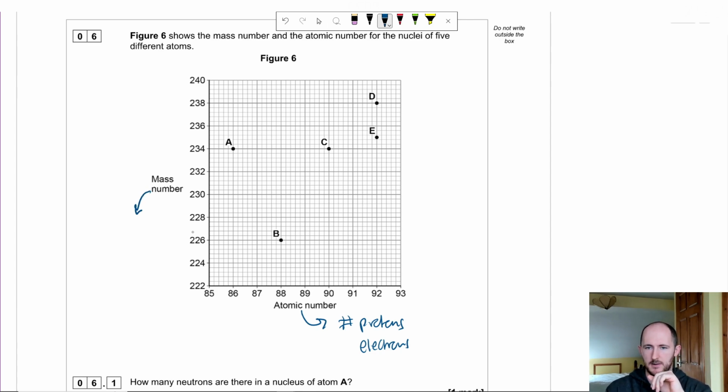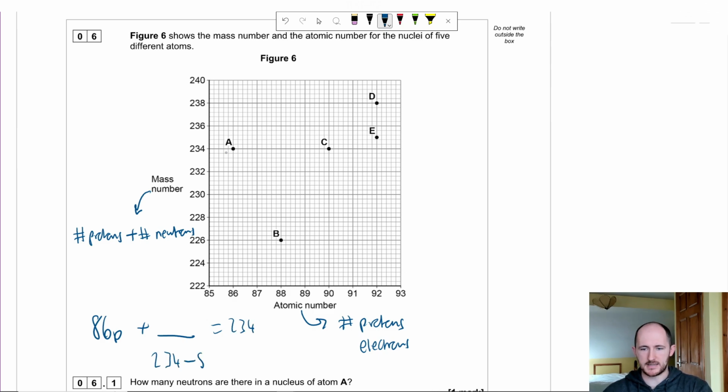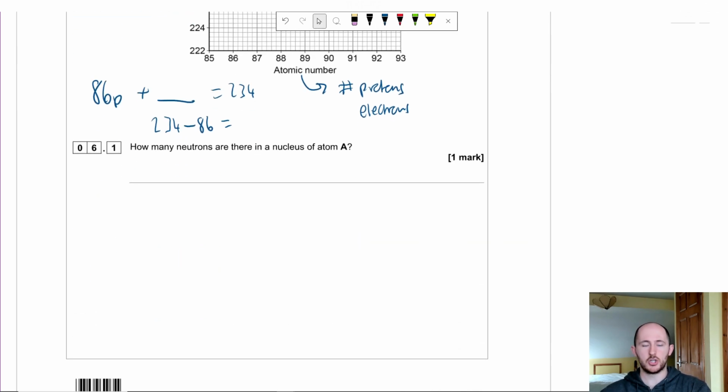So the mass number is the number of protons plus the number of neutrons. So for example, a mass number of 234, it doesn't mean you have 234 neutrons and 234 protons. It means protons and neutrons added together make 234. So in atom A, it tells me that the atomic number is 86 and the mass number is 234. That means it has 86 protons plus a certain number of neutrons gives me 234. So the number of neutrons is just 234 minus the 86 protons, because everything left over should be neutrons.